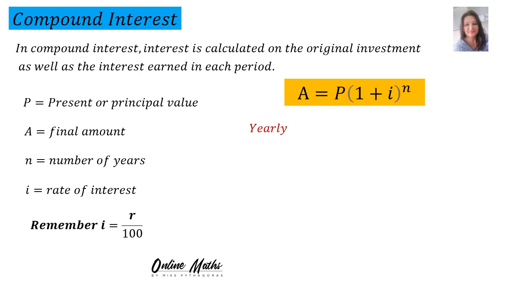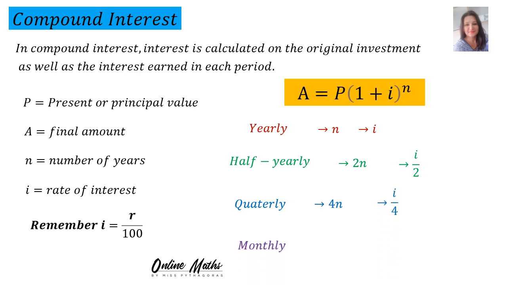In compound interest, when the interest is calculated yearly, then n stays n and i stays i. When it's half yearly, we have to adjust: we multiply n by 2 and divide i by 2. When interest is calculated quarterly, n is multiplied by 4 and i is divided by 4. And when interest is calculated monthly, n is multiplied by 12 and i is divided by 12.